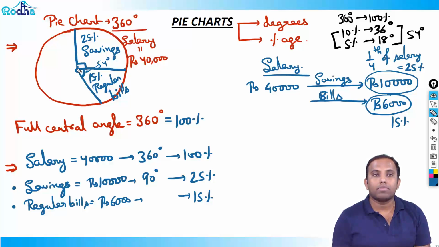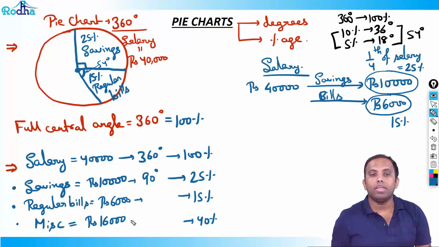My expense on miscellaneous is, let's say, around 40%. So what is 40% of the miscellaneous household expenses? 40% of 40,000 is 16,000. That means rupees 16,000 is my expense on miscellaneous in the total.